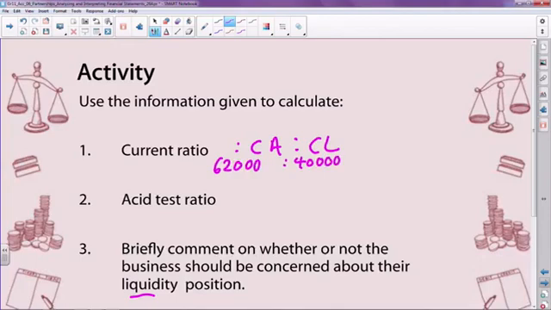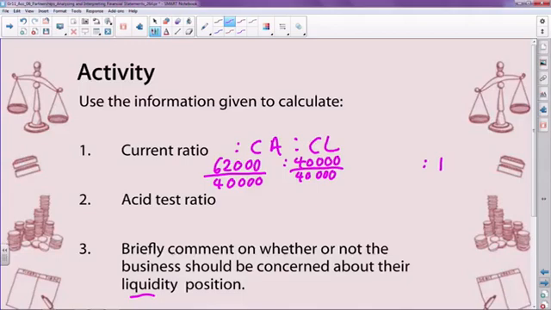Now remember guys, you've done this in grade 10. So when you're calculating ratios, the right-hand side must always equal to 1. So I'm going to divide the right-hand side by 40,000. Whatever I do on the right-hand side, I do on the left-hand side. So if I divide by 40,000, once more on the left-hand side. Right, so I'm going to use a space here. So obviously I've got a ratio of 1, 40,000 divided by 40,000.